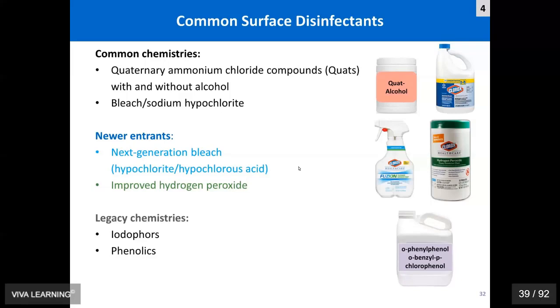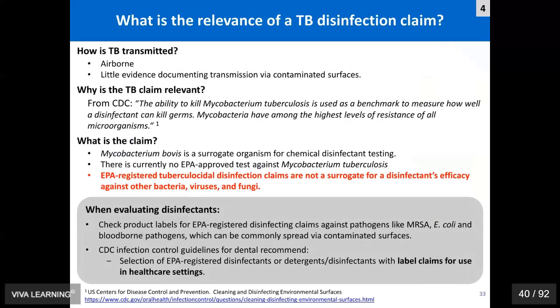The new ones are much better. And the old chemistries that we've all used for years, like iodophores and phenolics, those are the basic ones you see. So what about this TB disinfection claim? And you can see I'm spending a lot of time on labels because I want you to be able to make choices, not just leave it to somebody else.